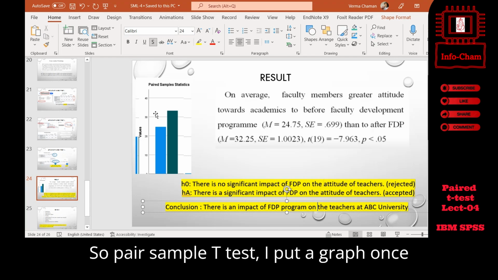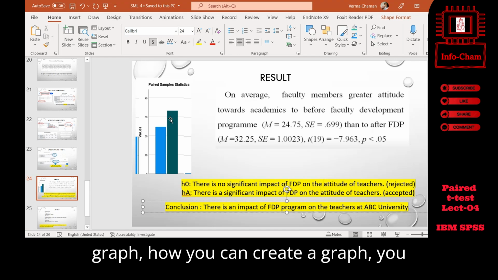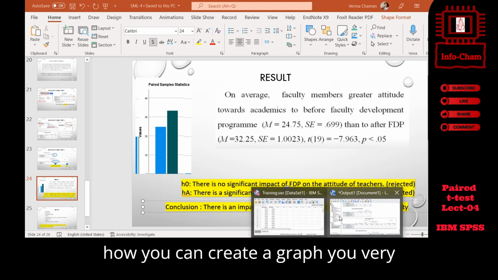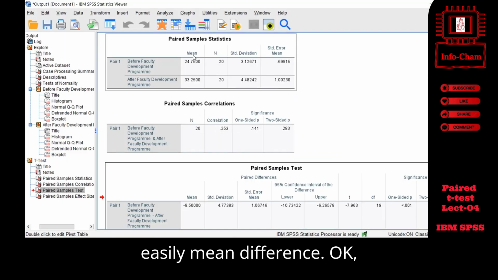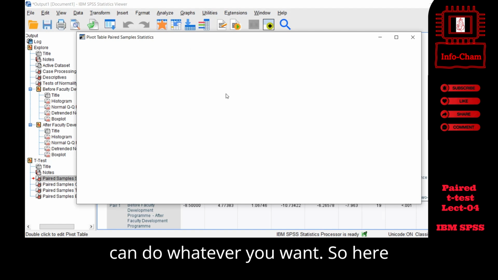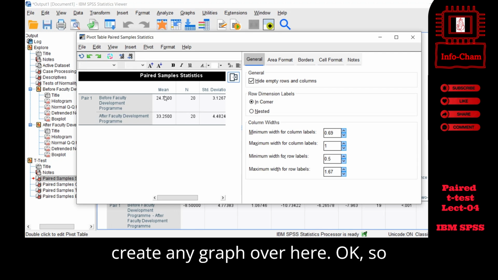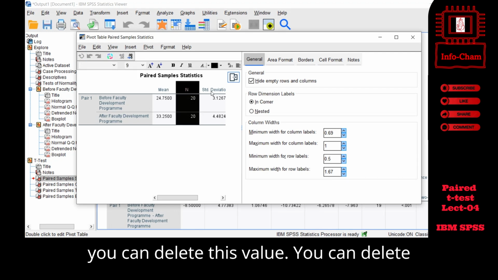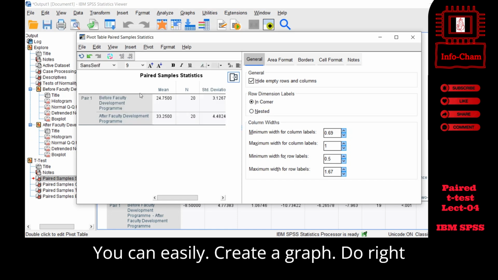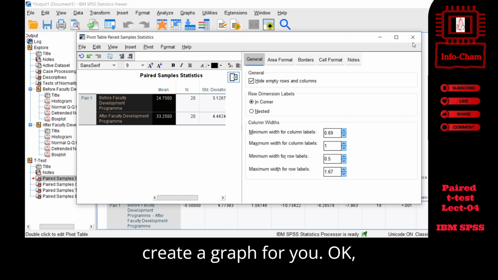For the paired sample t-test, I put a graph once again here. You can easily create a graph. I have given one lecture on how you can create a graph. You can see this is a difference again, right? And how you can create a graph: very easily, the mean difference. Double click on it and you can do whatever you want. So here you can check, you can create any graph over here. You can delete this value, you can delete this column, and you can easily create a graph. Do a right click or create a graph. It will create a graph for you.